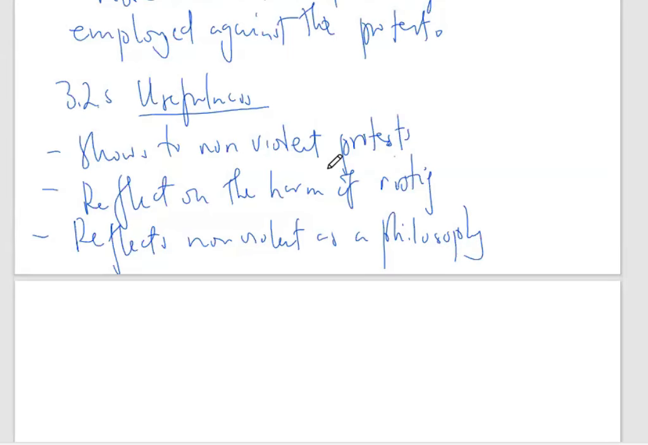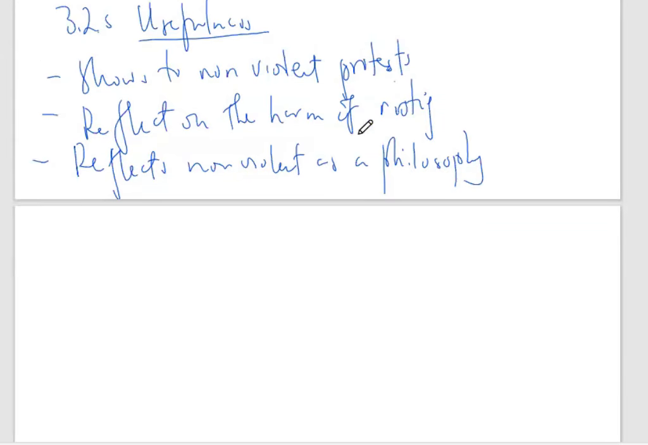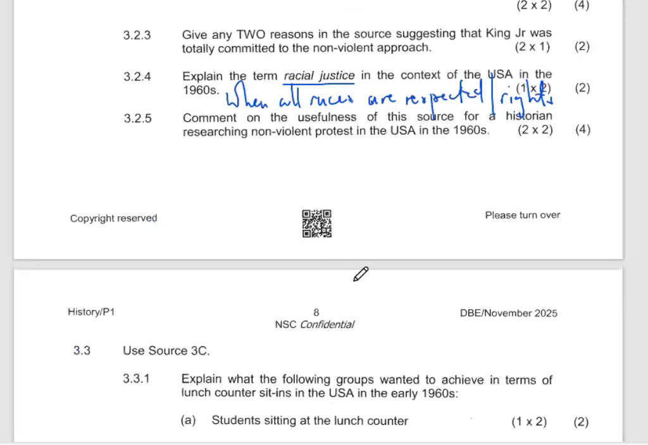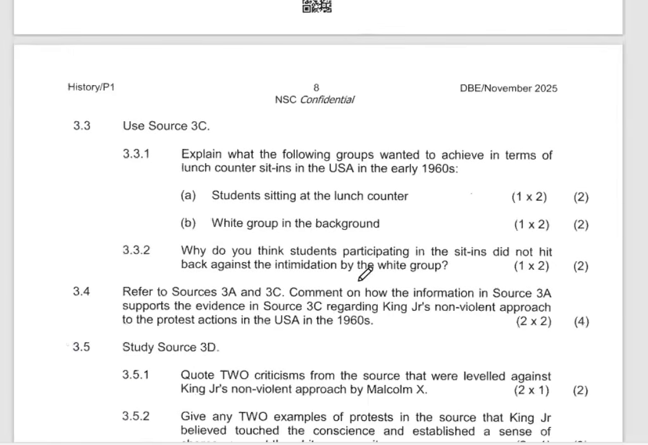And also you can say, these are direct words from Martin Luther King, who was a leader of the civil rights protests. So it's also useful in that sense, that these are direct words uttered by a leader of non-violent protests. Right, taking us to source 3C: explain what the following groups wanted to achieve in terms of lunch counter sit-ins in the USA in the early 1960s.